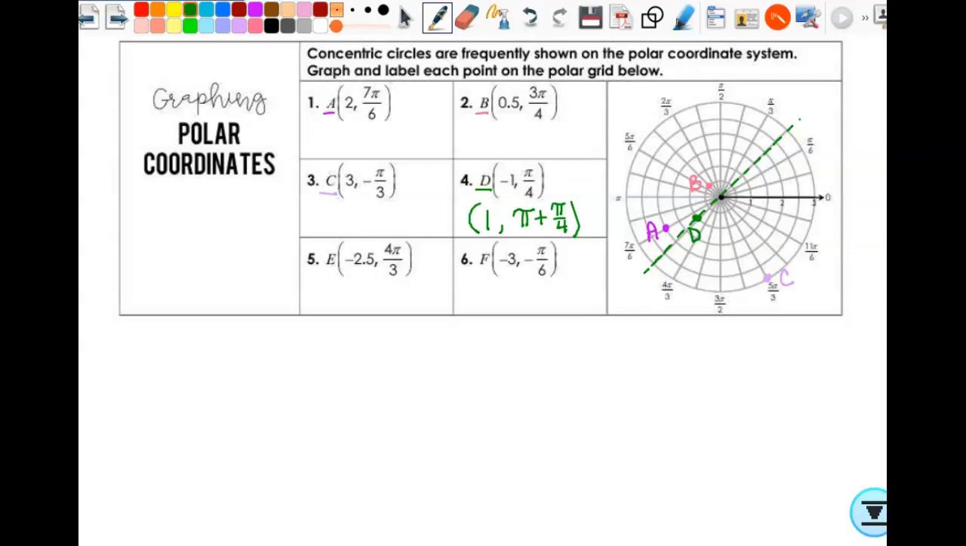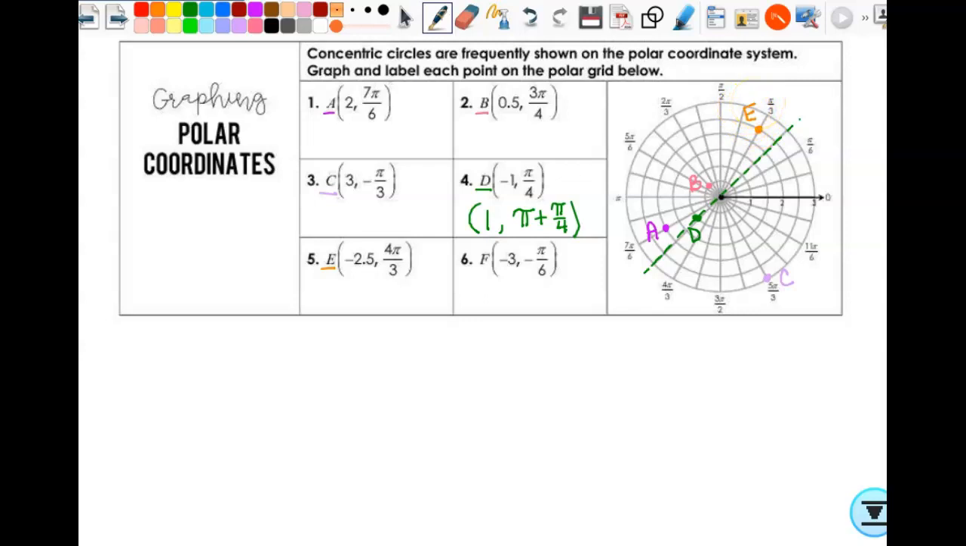All right, so let's look at E. I've got negative 2.5, 4 pi thirds. So I'm going to go to 2.5. I'm going to go to 4 pi thirds, which is right here, and then I'm going to pass through the pole to end up over here. And that's my E.